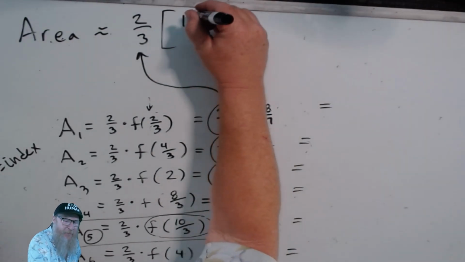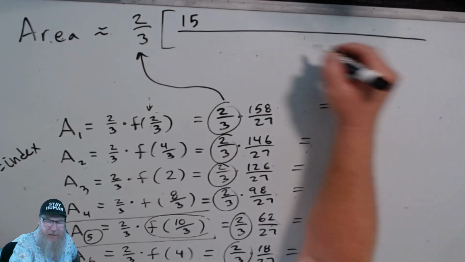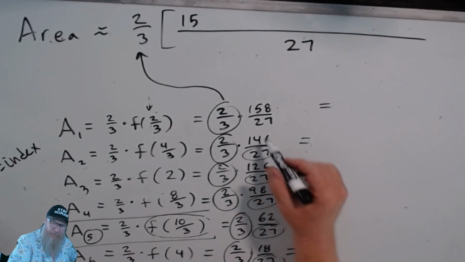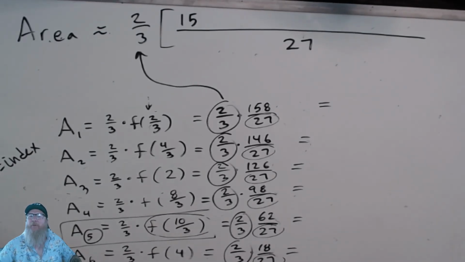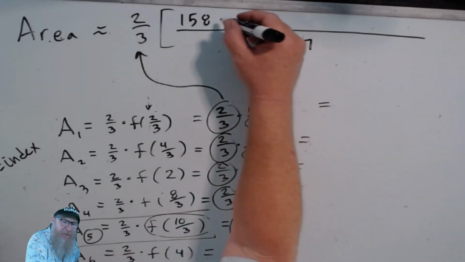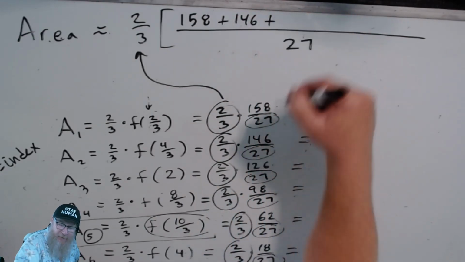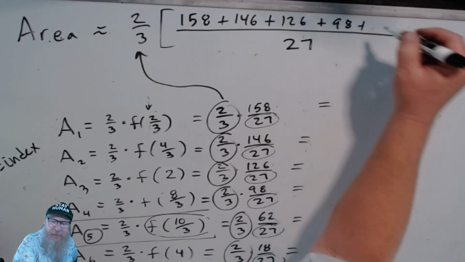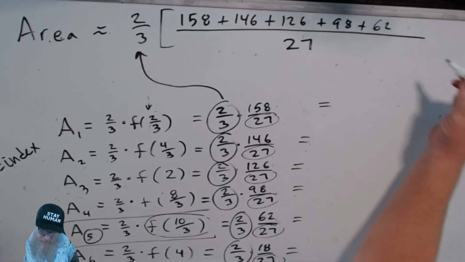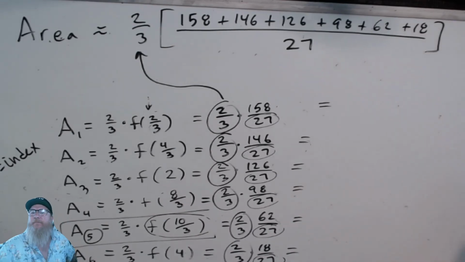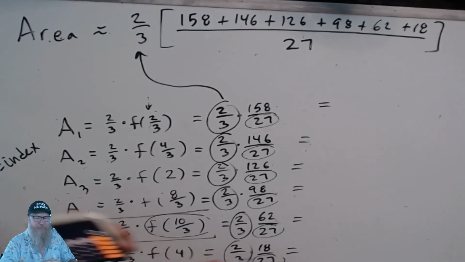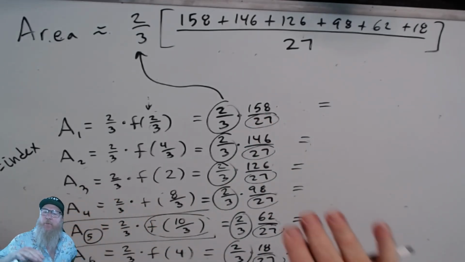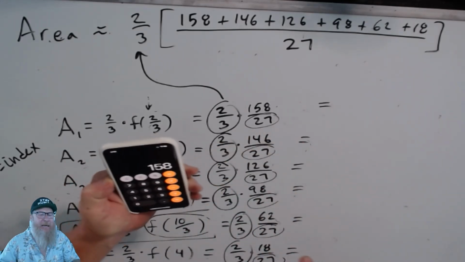And then I'm going to add up. And notice they all have the same denominator. They all have a denominator of 27. So I really just need to add the numerators, 158. So if you're getting out your calculator now, just add the numerators: 126, 98, 62, and 18. And there you go. I could have done this a long time ago, but I wanted to make sure that all these numbers were right. I wanted to demonstrate where they came from. And now I'm adding them all up.